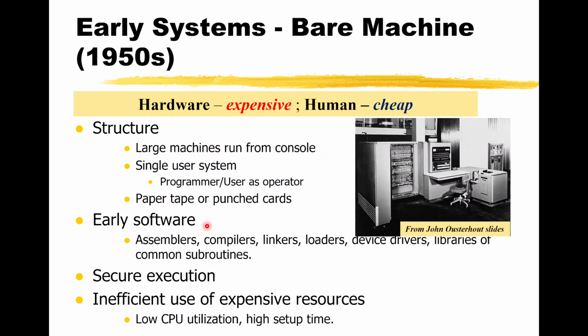Then the early software by then were assemblers, compilers, linkers, loaders. They have libraries of common subroutines. Those were just the early ones there. Then it had secure execution, but it was an inefficient use of expensive resources. For example, it had low CPU utilization.